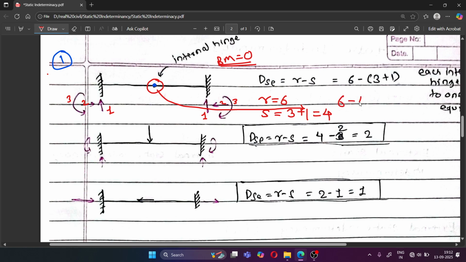So 6 minus 4 will be equal to 2. That means the external static indeterminacy for this beam is 2. That means 2 reactions are there which are unknown.